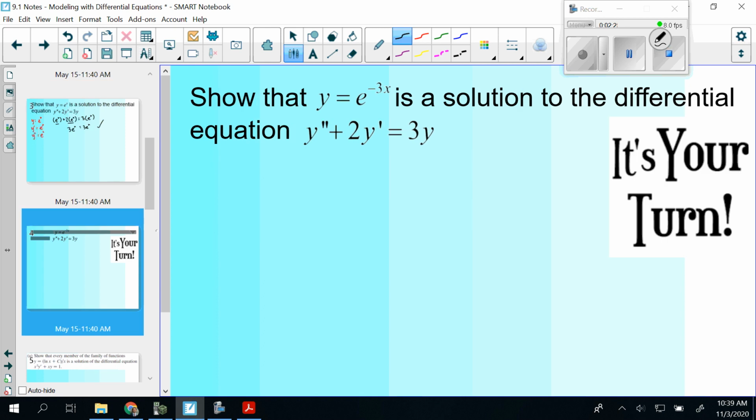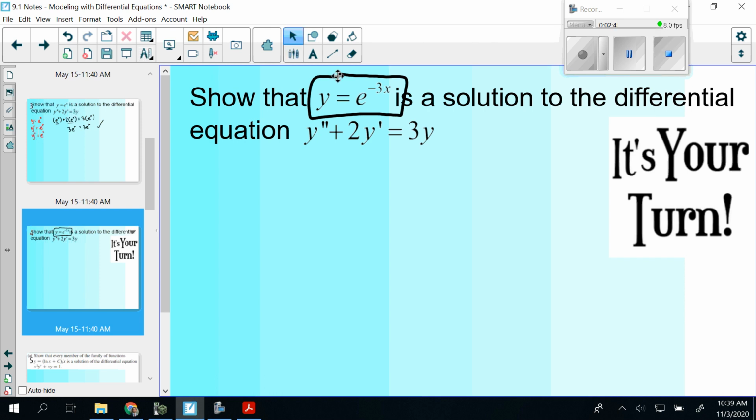Let's have you try one. Same differential equation, different solution though. They want you to show that this function is also a solution to the same differential equation. So why don't you pause the video, see if you can find those derivatives and show that both sides are equal.